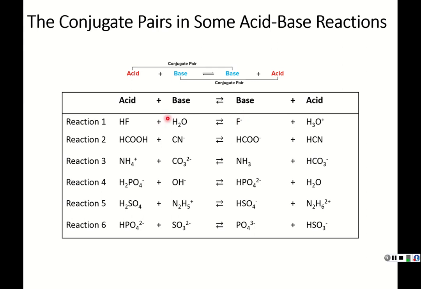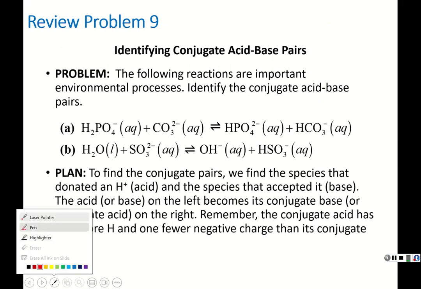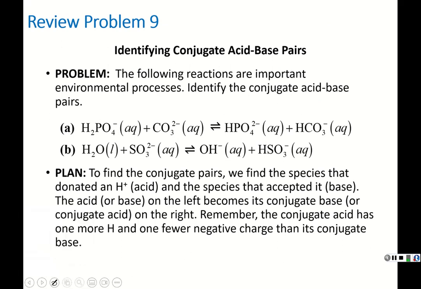And for our bases, the formula of a base with the proton added to it is the conjugate acid. H2O here is acting like our base. It's accepting our proton, and when it does so, it becomes H3O plus, which is considered its conjugate acid. So let's try a problem with this concept. Identify the conjugate acid-base pairs in these two reactions. First, we need to look at what our acid is and what our base is.